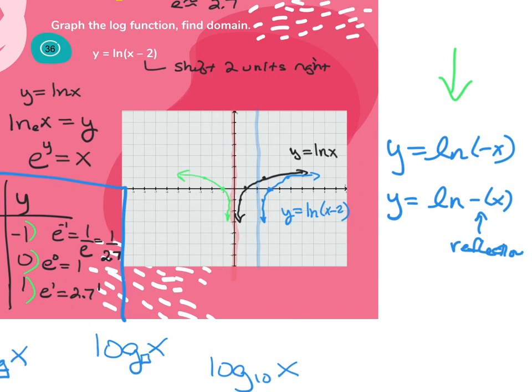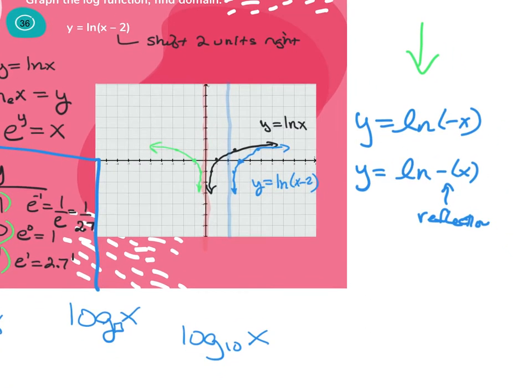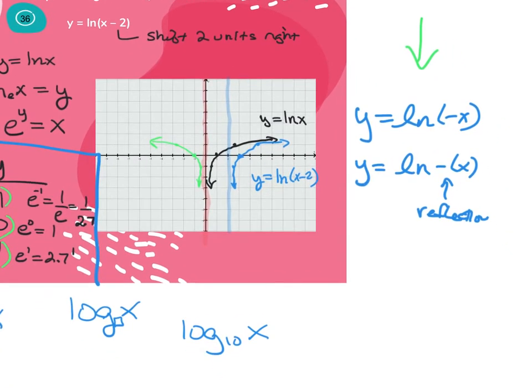Now, I actually did a T-chart using just this equation instead of factoring out the -1.